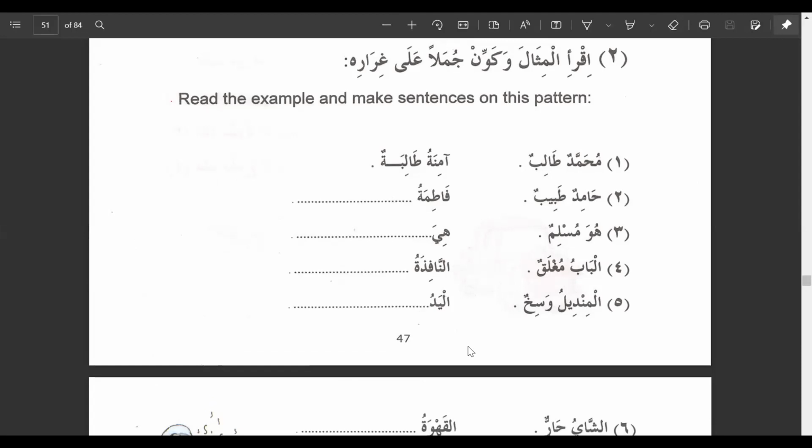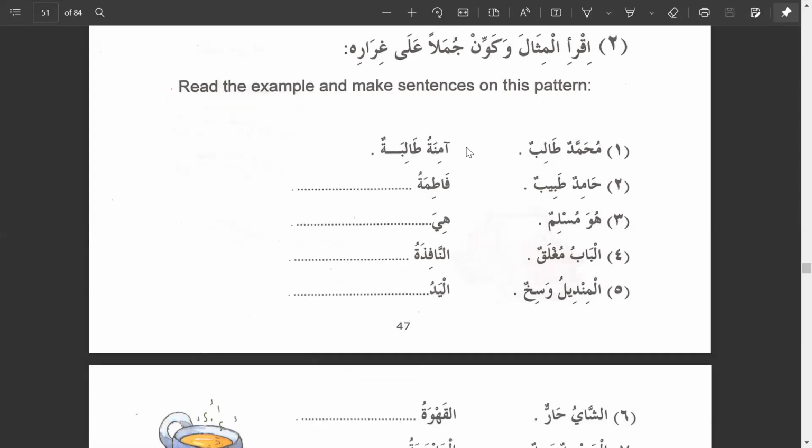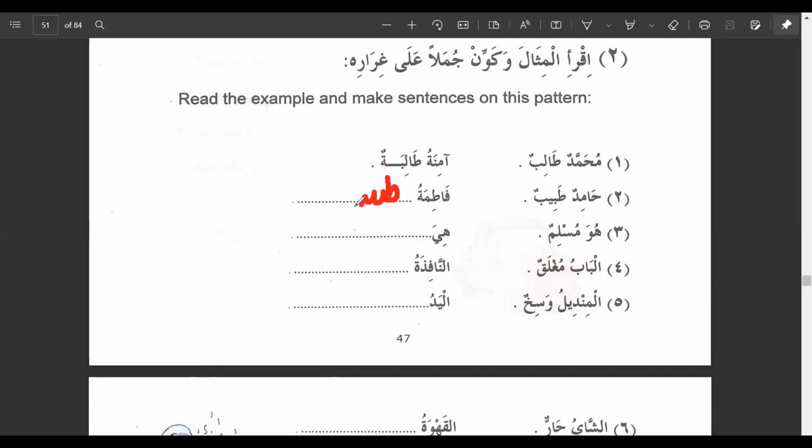So on this pattern, if you make it feminine, Aminatu Talibatun. Amina is a student. But because Amina is feminine, Talibun becomes Talibatun. Because Amina is the subject of the sentence, which is feminine, the khabar should also be feminine. Talibatun, not Talibun. Okay? So Hamidun Tabibun? Hamid is a doctor. It's not Talibun, it's Tabibun. Fatima too, Tabibatun. Yes, Tabibatun.